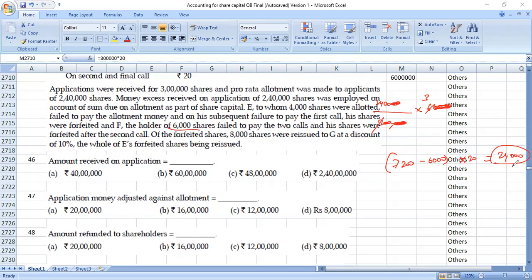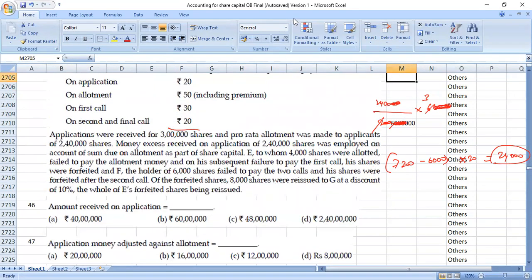1,200 into 20, 24,000 is the advance available in the name of F for allotment. Allotment money how much is due? F has 6,000 shares and allotment money is 50 rupees per share. So 6,000 into 50, that will be 30 followed by 4 zeros, 3 lakh rupees. Advance is only 24,000.